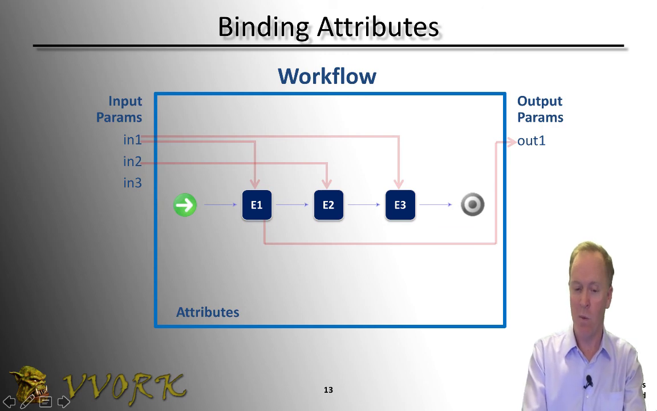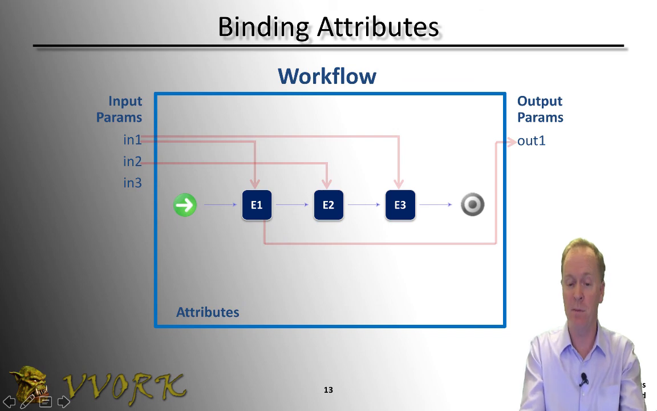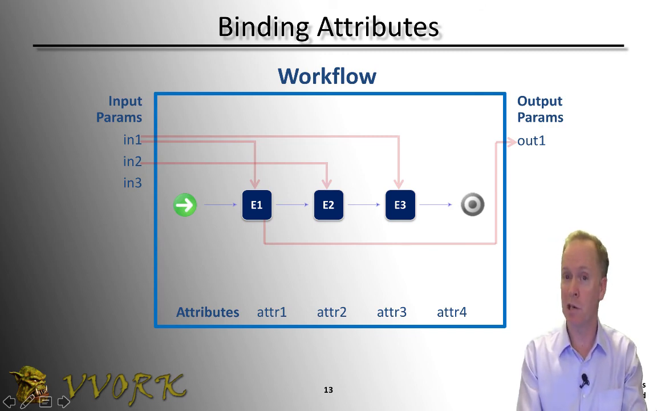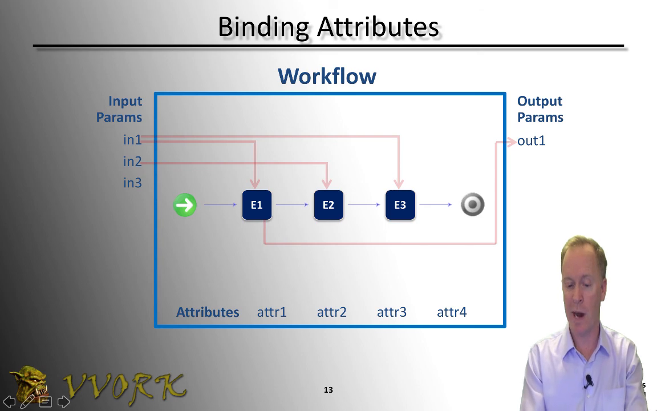So for instance, if I want to pass a value from schema element 1 to schema element 2, or for that matter, from schema element 1 to schema element 3, they don't have to be right next to each other. If I want to pass some piece of data between different schema elements, I can do that through attributes. So let's take a look at some examples here. I've created now 4 different attributes. In other words, I went to the General tab, scrolled down, and created these 4 attributes called ATTR1, ATTR2, 3, and 4. These are attributes defined in our workflow.